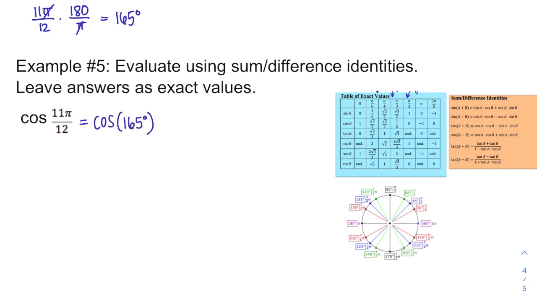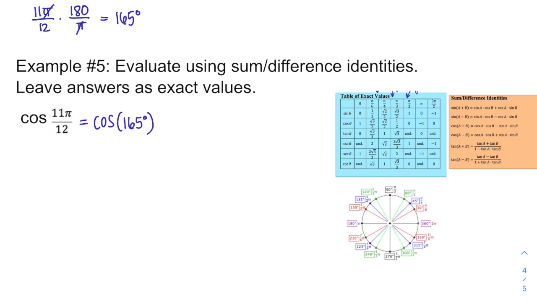Now again, 165, it's not one of my angles that I have in this little unit circle here. So can I come up with two angles that would add or subtract from each other to get to 165? So the first thing I think of myself is 120 degrees and 45 degrees.